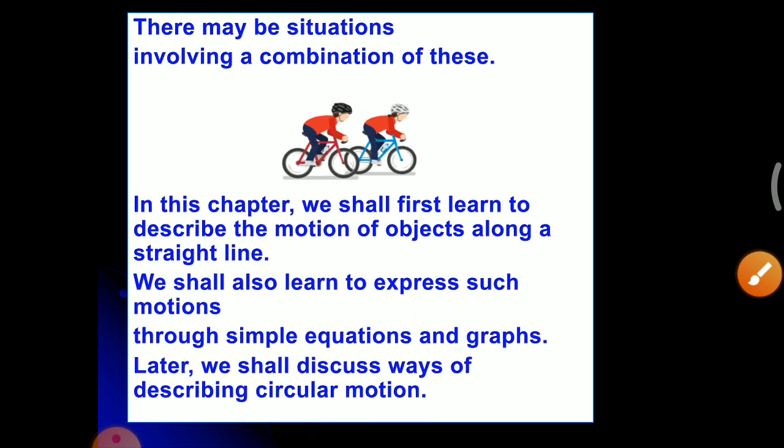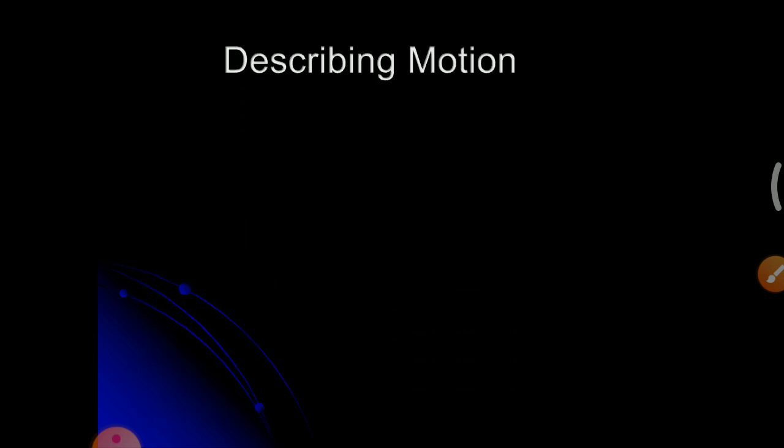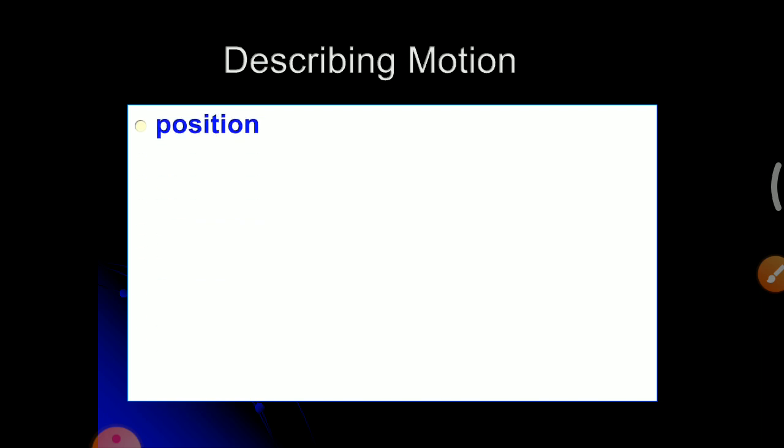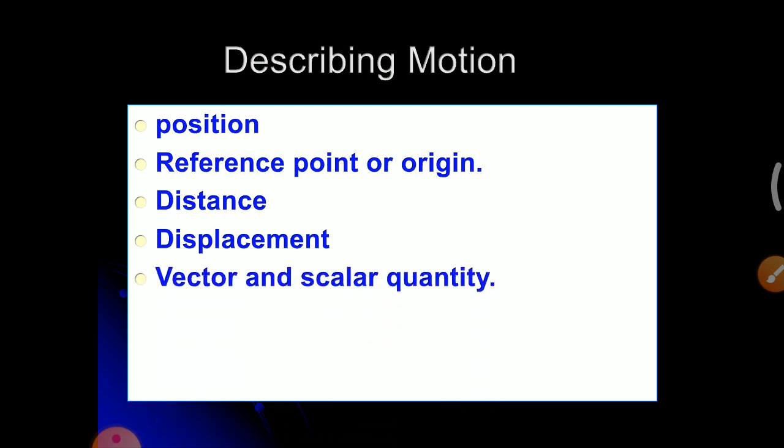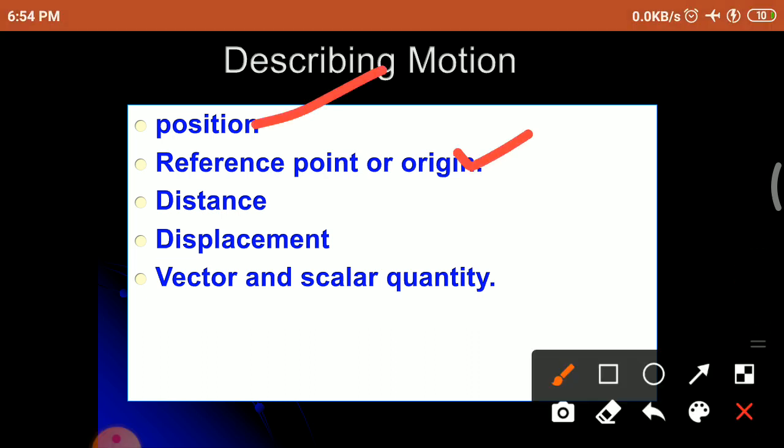So we shall discuss the way of describing some other motions. The first one, for describing motion, we have to know what is meant by position, reference point or origin, distance, displacement, vector and scalar quantity. So we need to know what is meant by position, a reference point, distance, displacement, vector and scalar quantity for describing a motion.